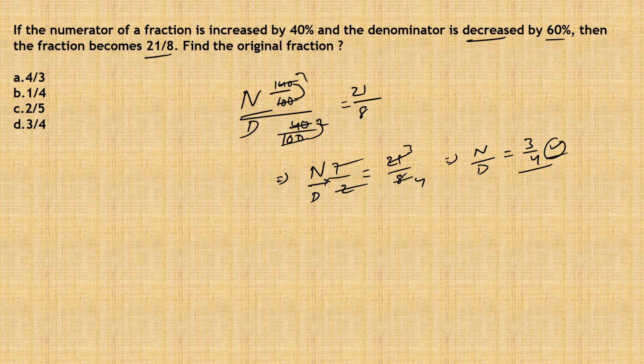In the next questions, we will not be writing 140 by 100. If your number is increased by 40%, then we will write 140% of the number, that is 140% of the numerator. And the denominator is decreased by 60%, then it would be 40% of itself, that is denominator into 40%. We can cancel the percentage directly. Okay, we'll see it in the next question.